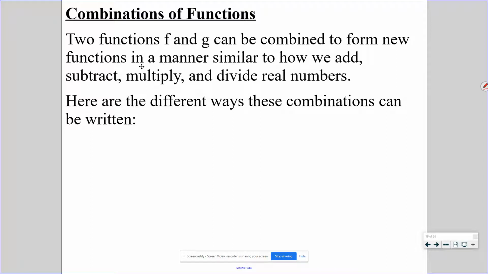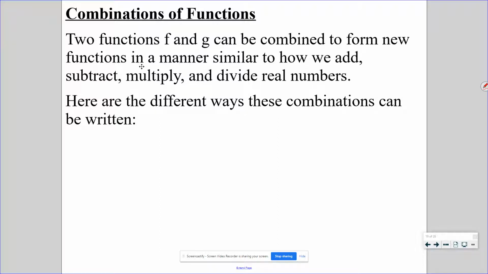So in this part of our lesson, we're going to be talking about combinations of functions. Basically, this just means different ways we can take two functions and add, subtract, multiply, and divide them, maybe to make new functions.